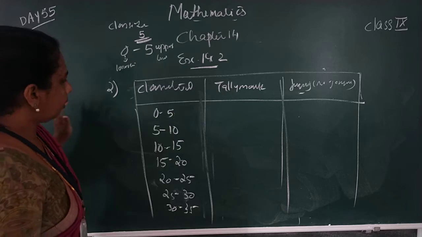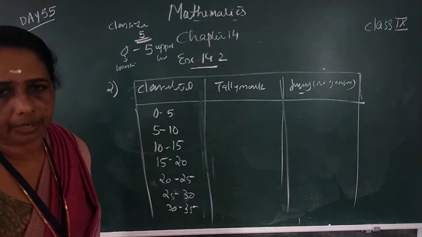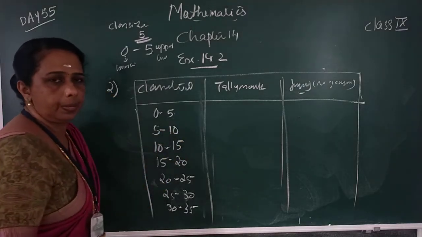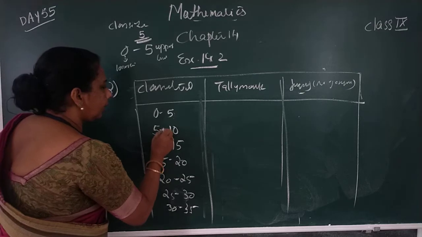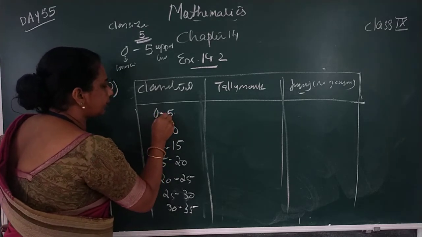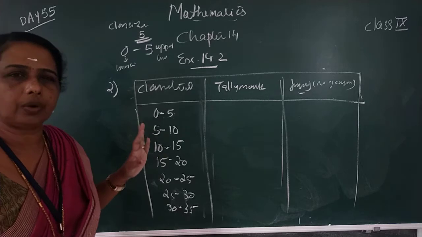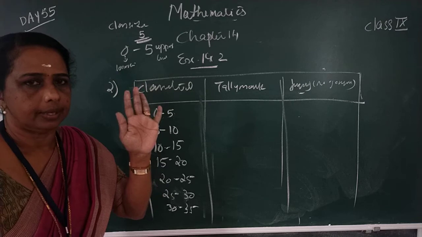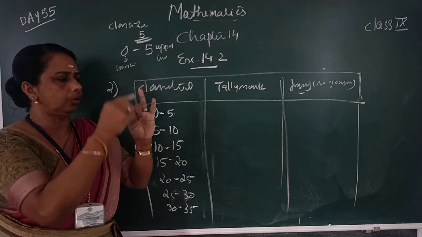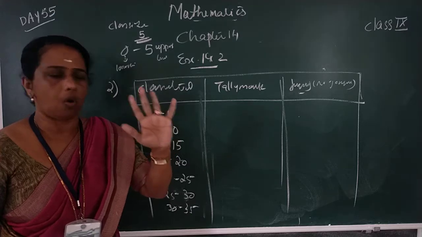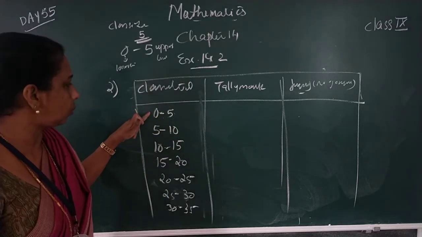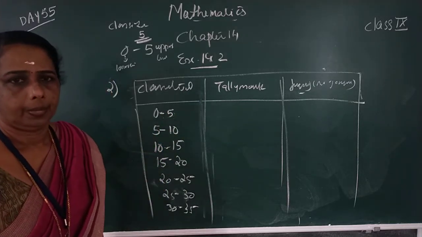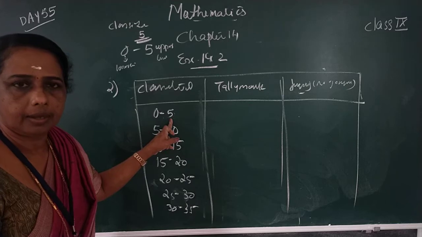Okay. Here in our observations, 5 is there. First observation is 5. Where do you have to put 5? 0 to 5 means, in a continuous class interval, it includes only 0, 1, 2, 3, 4. That's the class size. So 5 observations are not included in the first class interval. That is only 0 to 4. 5 you have to mark in the second class interval. 5 is not included in the first class interval.